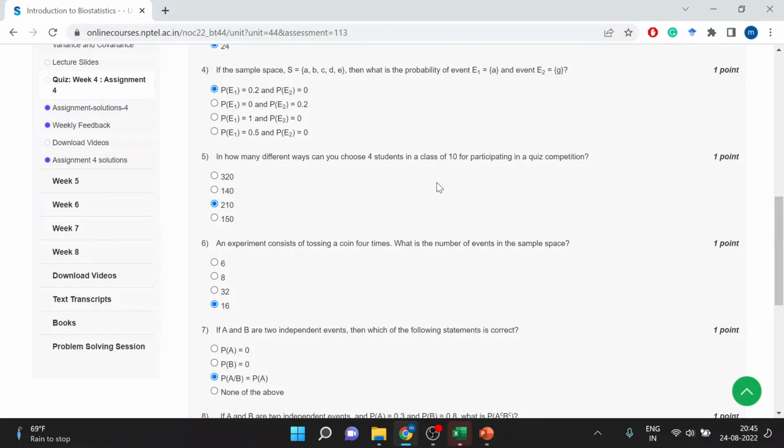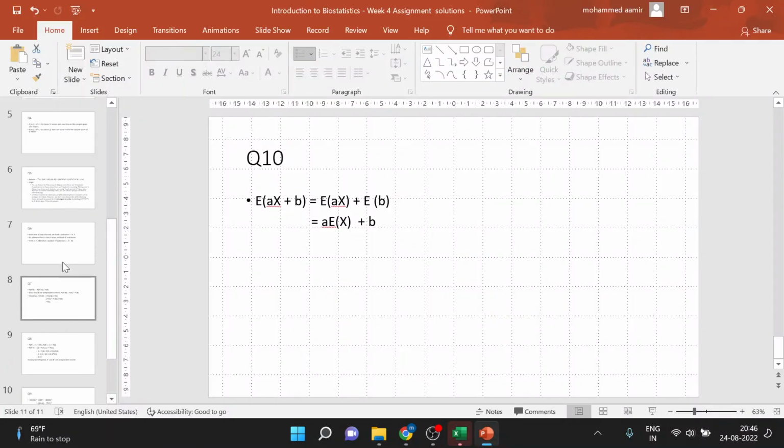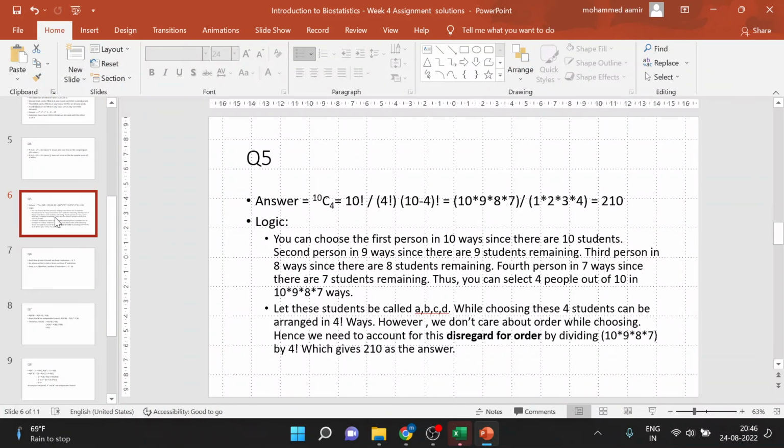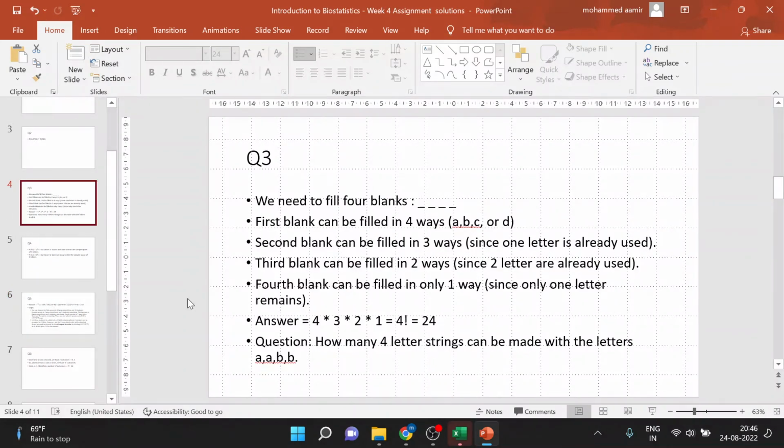Also, I'll be asking you the answer to that question I posed earlier: given 4 letters A and B, how many 4 letter strings can be formed? Just to give you a flavor of combinatorics.